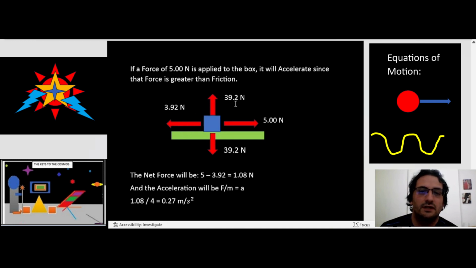If a force of 5 newtons is applied to the box, it will then accelerate since that force is greater than friction. The 39.2 from the normal force will cancel the 39.2 from the weight, and the 5 minus 3.92 will give you a net force of 1.08. And the acceleration will be F over m equals a, 1.08 divided by 4, which gives you 0.27 meters per second squared.